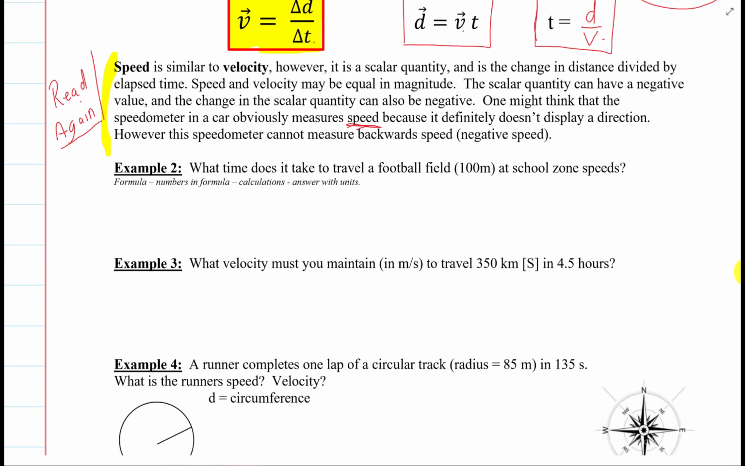Some people might be worrying, but we're going to show you how to do example number 2 here, which is the typical Physics 11 first type of question that you get. What time does it take to travel a football field, which is 100 meters, at school zone speeds? What's a school zone speed? Okay, in Canada here, a school zone speed is 30 kilometers per hour.